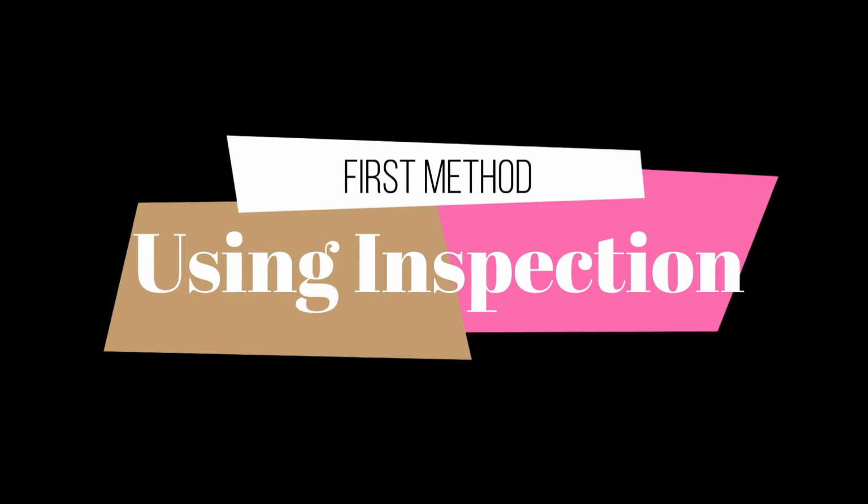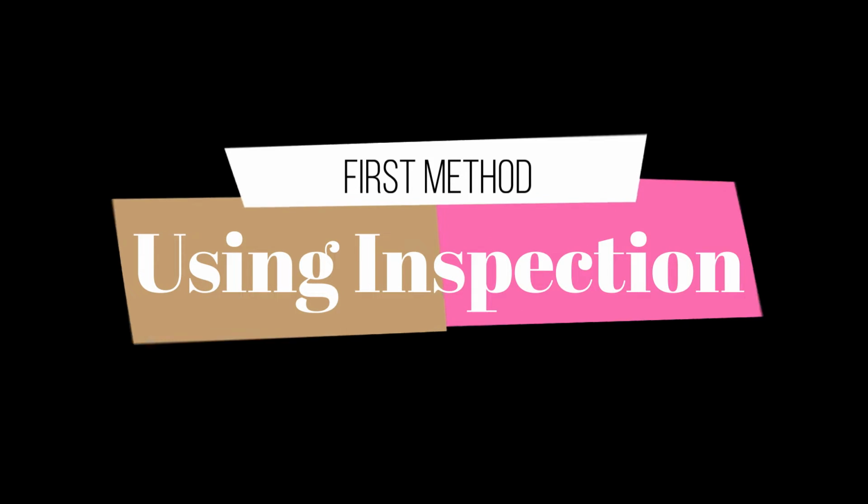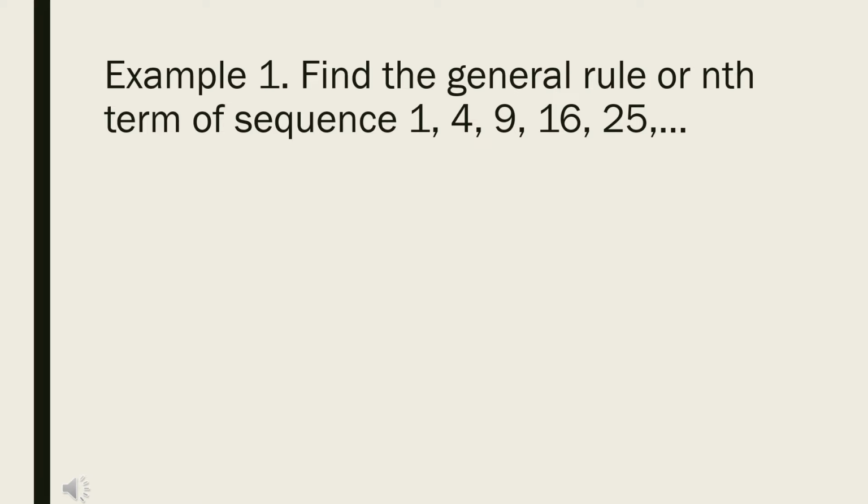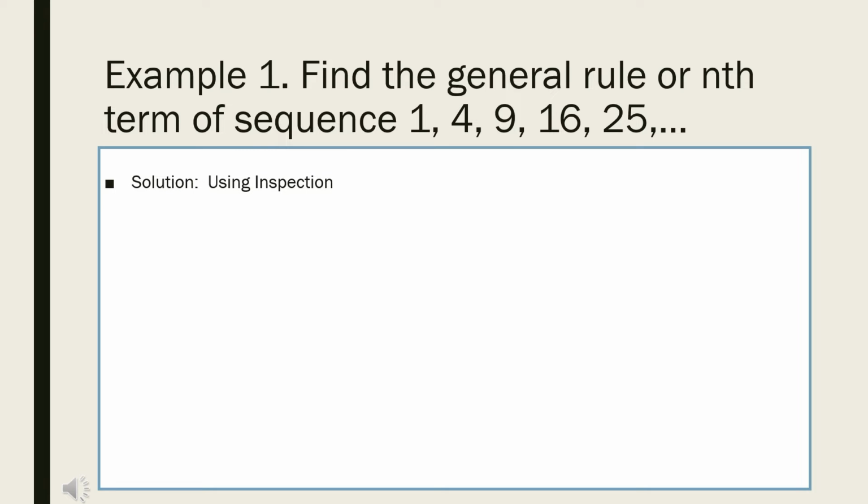Now we will try the first method, which is using inspection. Example 1. Find the general rule or nth term of the sequence 1, 4, 9, 16, and 25. So the first thing that you're going to do here is to count the elements, or the number of terms present in the given question. So here we have 5 terms. So we are just going to write the number of terms using the letter n, or variable n. So we have 1, 2, 3, 4, and 5.